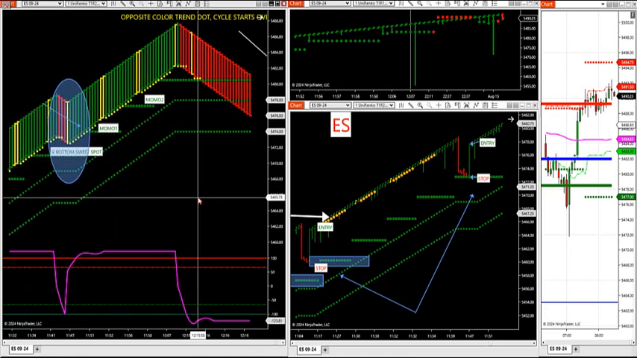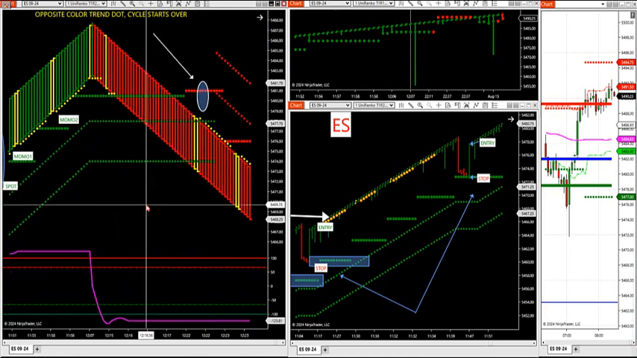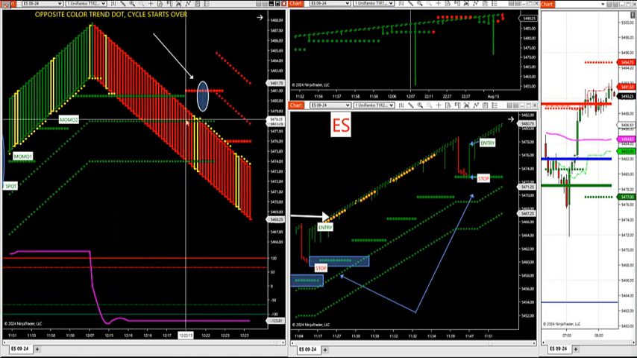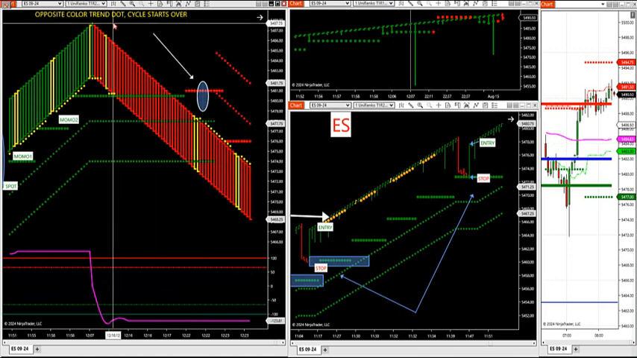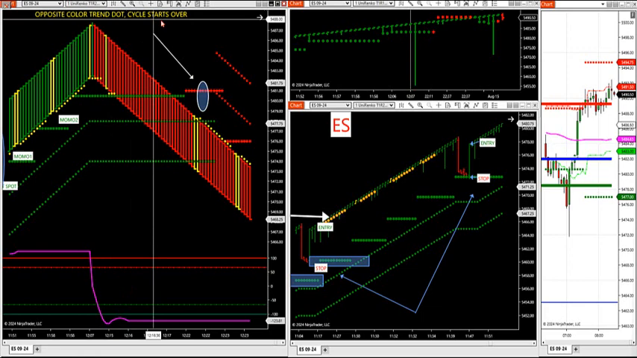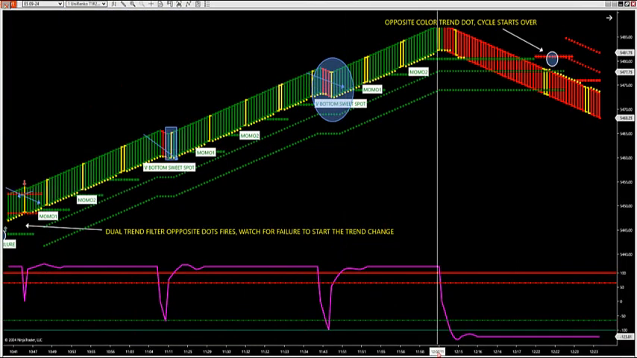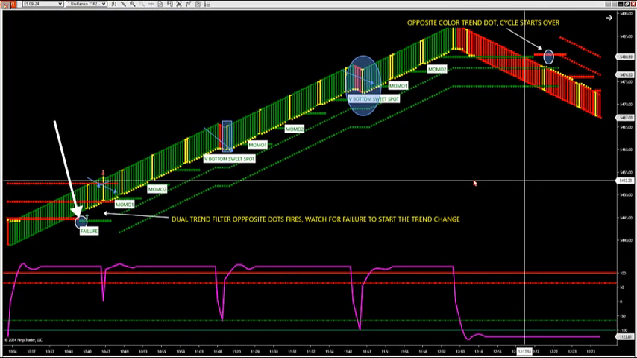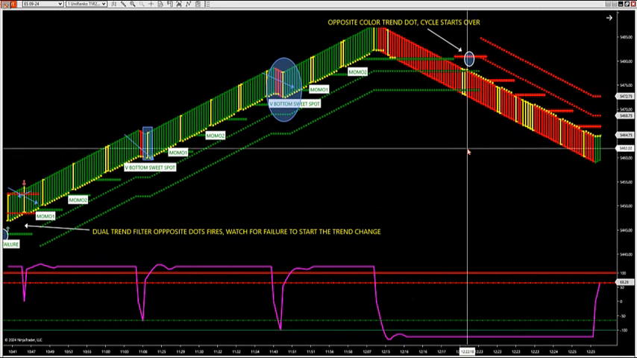And then what do we have? We have an opposite color dot that comes in over here against trend. So what does that mean? Opposite color dot, cycle starts over. So then the whole cycle will start over again. So now the cycle started over.